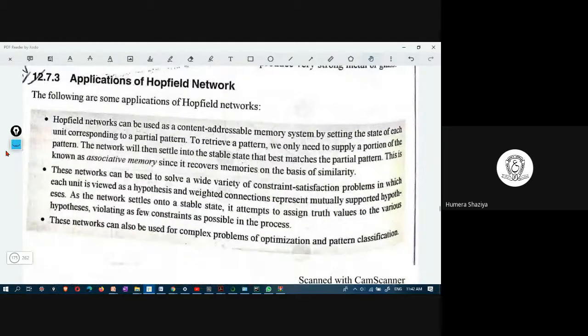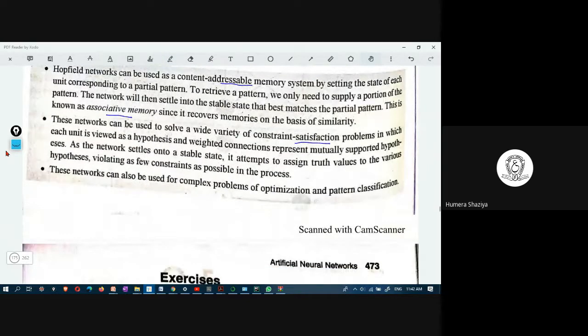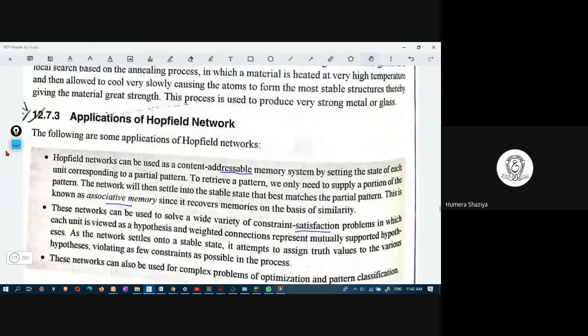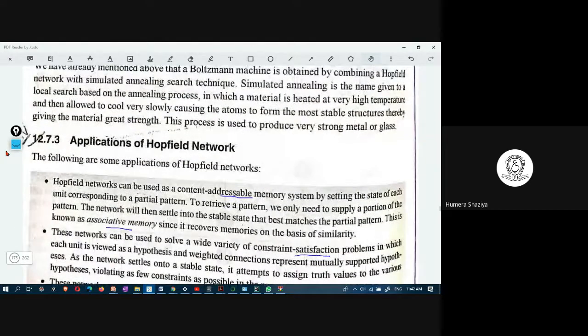Applications of Hopfield networks: they are used as content addressable memory systems, which are known as associative memory, and they are used to solve constraint satisfaction problems. Constraint satisfaction problems are those that involve some kind of conditions to be followed in order to perform certain tasks. For instance, game playing is a constraint satisfaction problem.